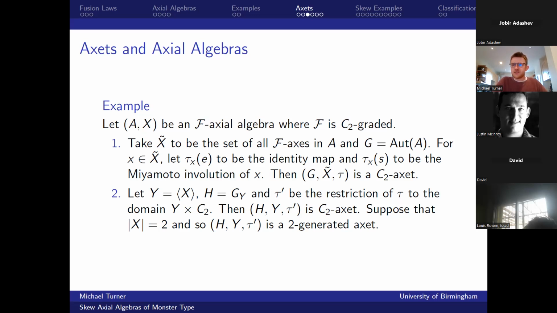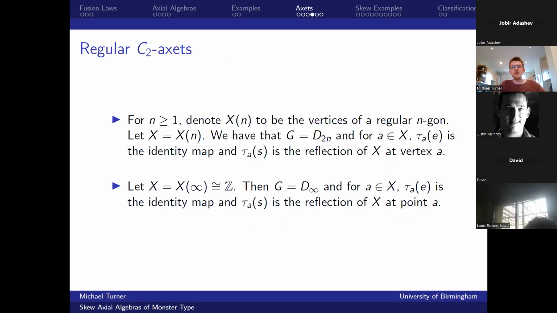Okay, so let's look at some examples of axets. Firstly, let X be the vertices of a regular n-gon. The group of this n-gon is going to be just the dihedral group of order 2n. And we can define a tau map to basically be the identity if we've got tau_A of e. And if it's tau_A of s, then we just say it's going to be a reflection of the regular polygon at the vertex A. This is going to be a two-generated C2 axet.